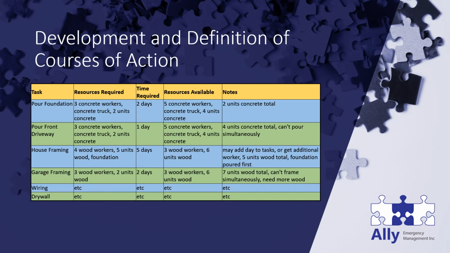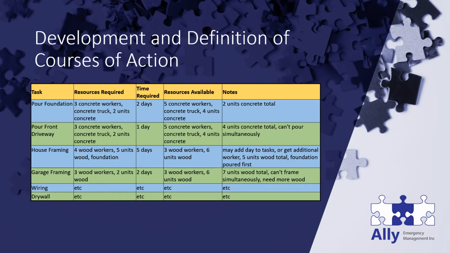Next task is pour the front driveway. We've assessed we need 3 workers, a concrete truck, and 2 units of concrete, and it'll take a day to do it. We have the same number of resources available, and now we can see some issues.